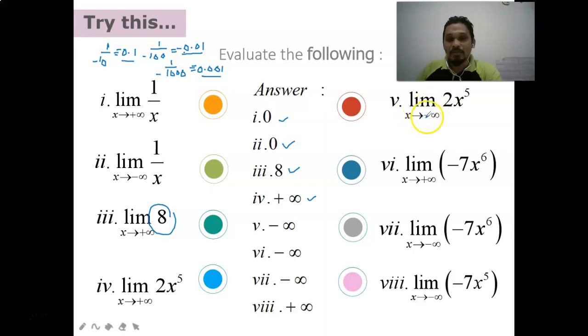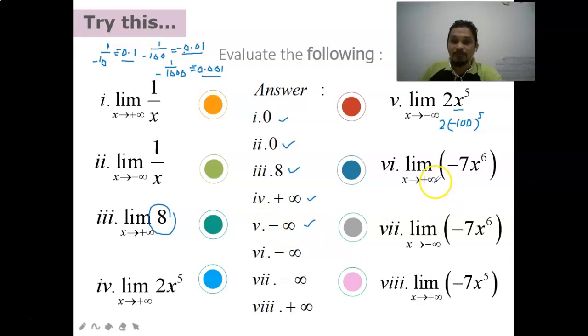Limit of x approaching negative infinity of 2x to the power of 5. Let's say x is negative 100, times 2, to the power of 5. Negative 100 to the power of 5 is an odd power. So a negative number to an odd power gives you negative infinity. Okay, it's all negative values.